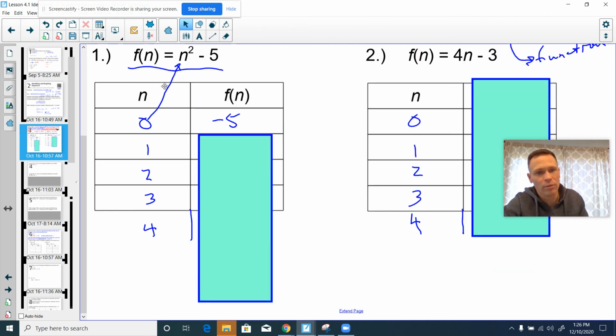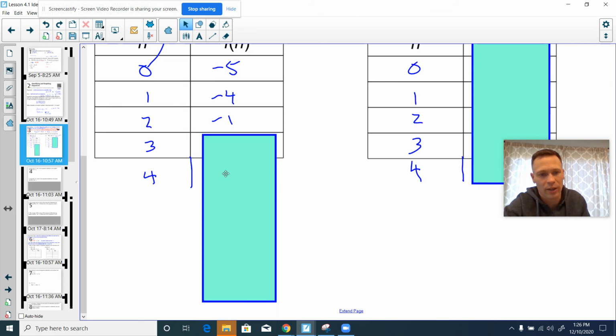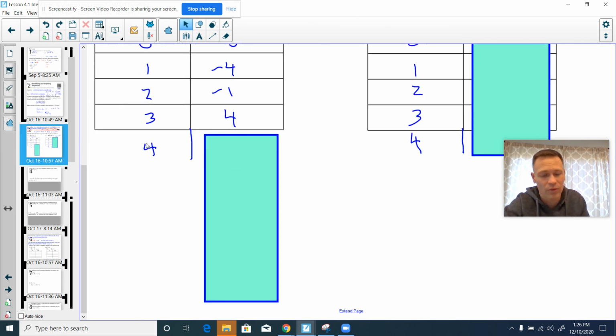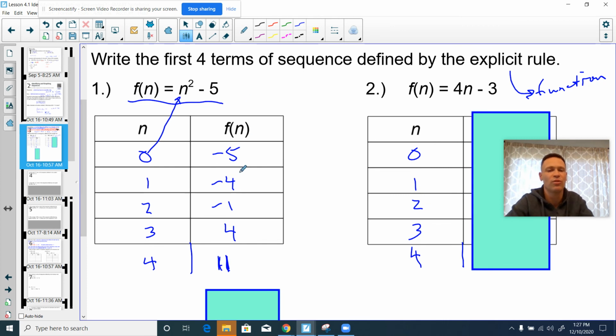If I substitute in 1, 1 squared is 1, subtracting 5, I get -4. 2 squared is 4, subtract 5, and I get -1. 3 squared is 9, subtract 5, and I get 4. 4 squared is 16, subtract 5, and I get 11. Sorry, not 9, 11. So those would be the first terms defined by this. Sometimes we'd see it just like -5, -4, -1, 4, and 11. And this would be the 0th term, this would be the first, second, and so forth.